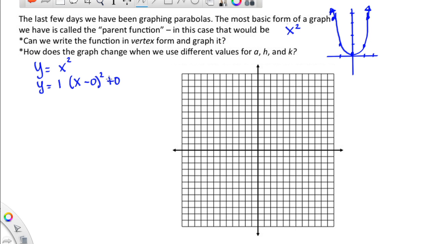Okay, and we've looked at this a bunch in terms of what kind of changes occur and what happens over here. Sorry, I'm trying to find my notes. So I got them. Okay, so how does the graph change when you use different values for a, h, and k? Okay, so here is what a normal parabola looks like. So for example, if I only change one thing, let's do it this way, 1 times x minus 3 squared plus 0.